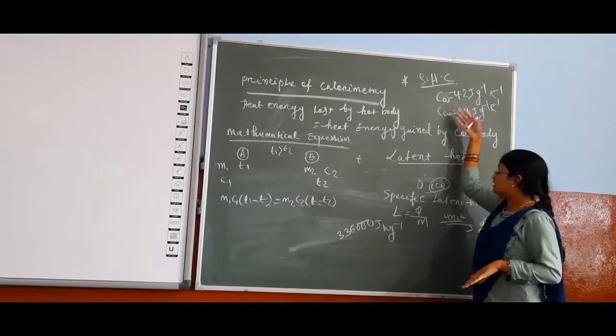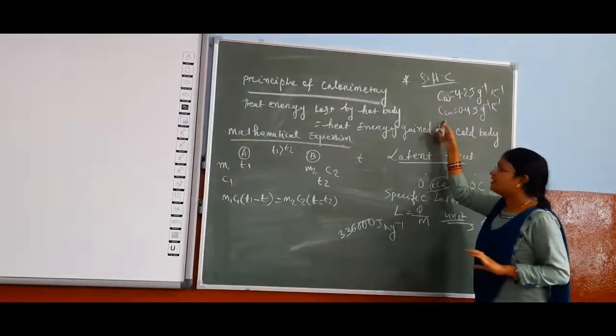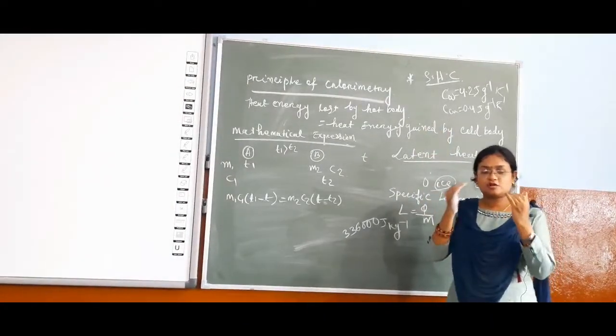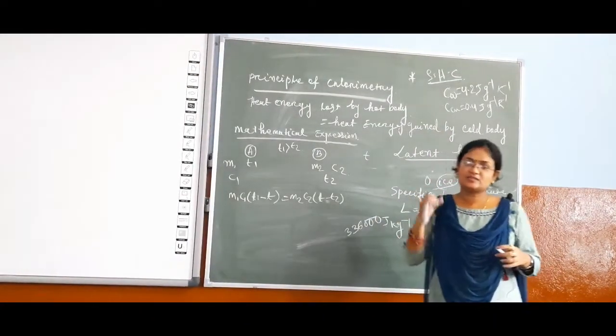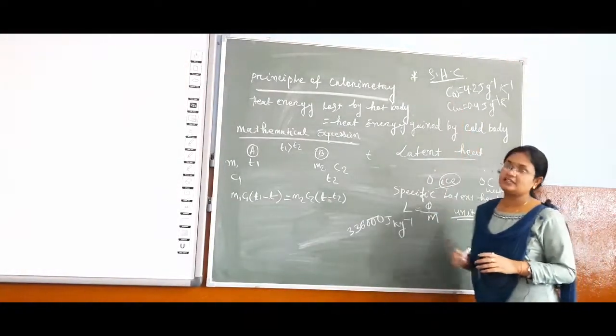So out of this water and copper, which one is the good conductor of heat? The good conductor of heat is copper. Why? Because copper का अगर थोड़ा सा भी heat दे रहे हैं, उसका temperature increase हो जा रहा है. That's why copper is a good conductor of heat than water.